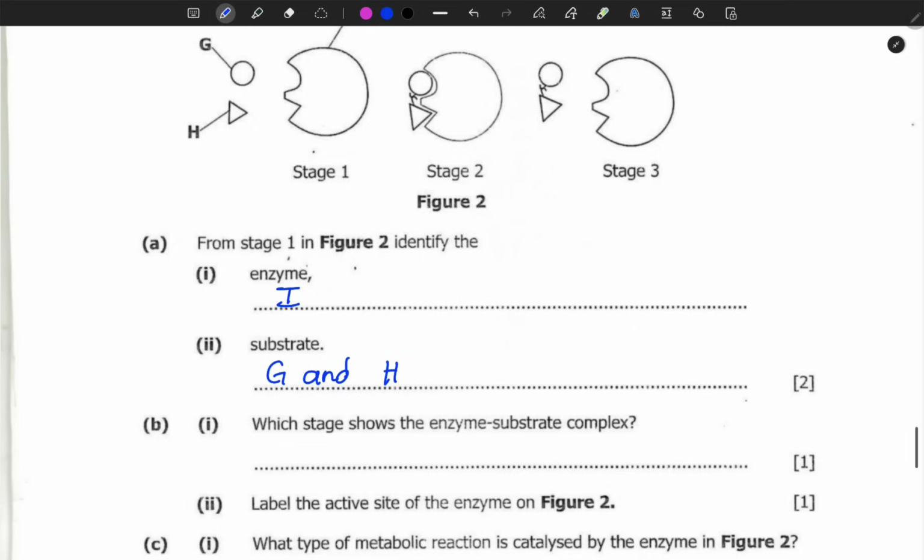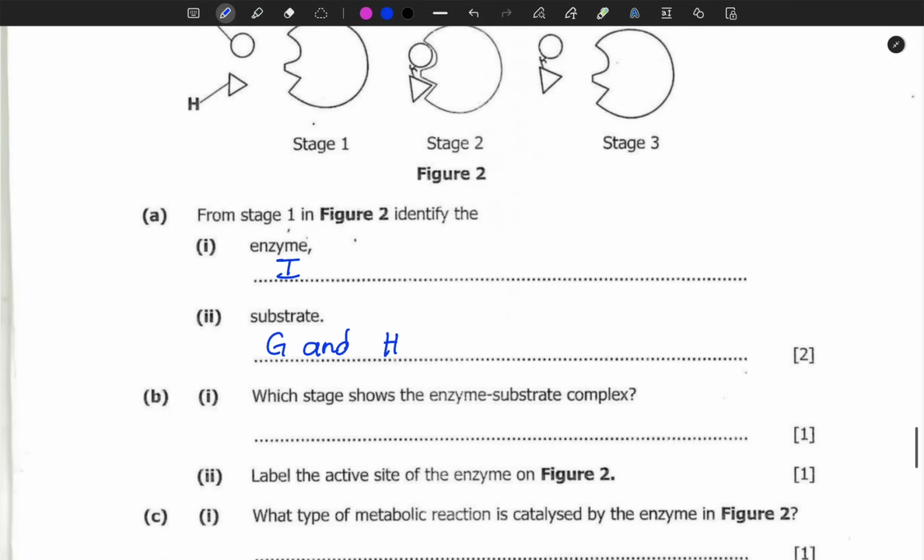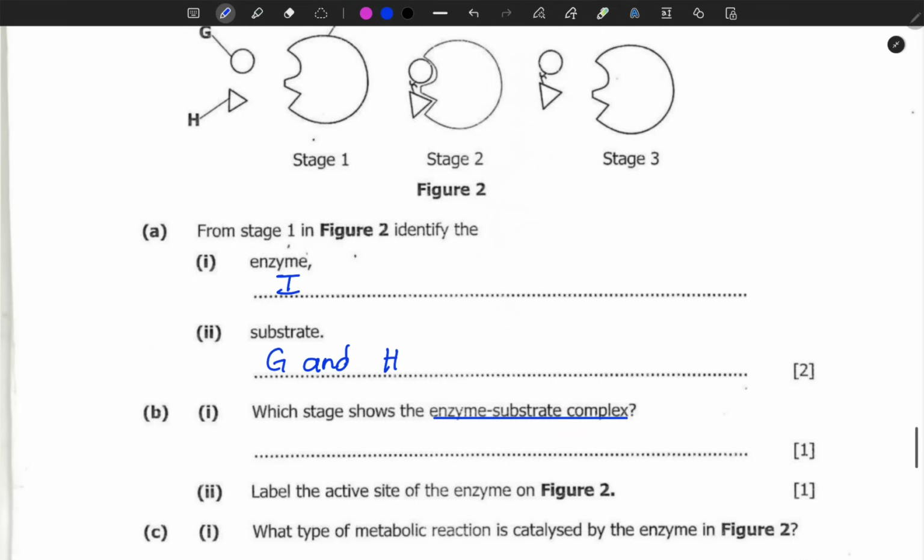Now, which stage shows the enzyme substrate complex? So that's our B1. Enzyme substrate complex means the stage where the enzymes and the substrate have combined, they've joined at that point. So the reaction is now taking place. So the stage showing the bonding of these three is stage 2, as we can see. So, stage 2.